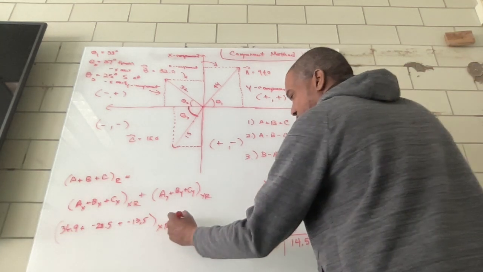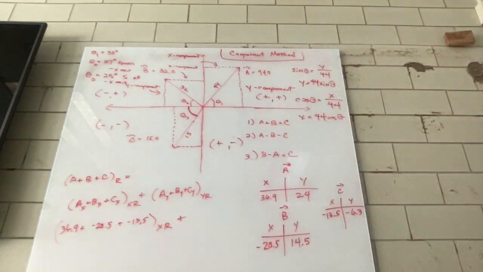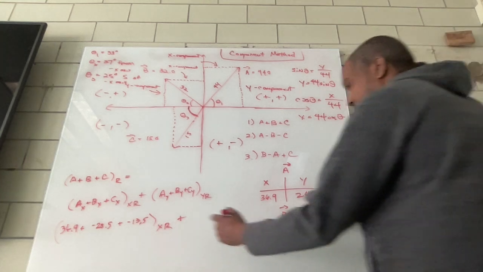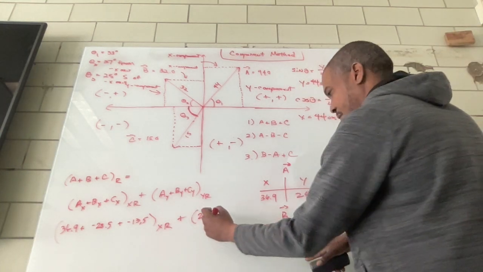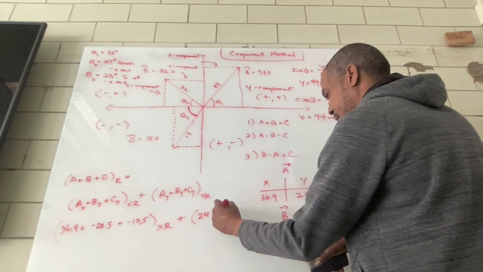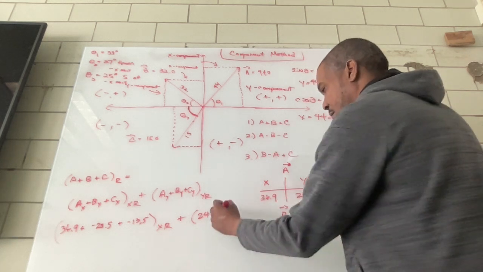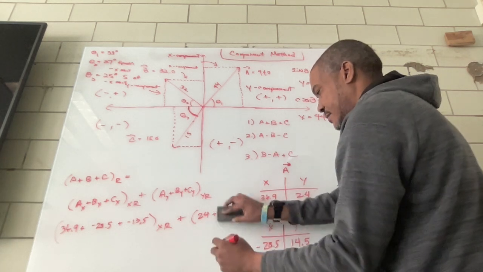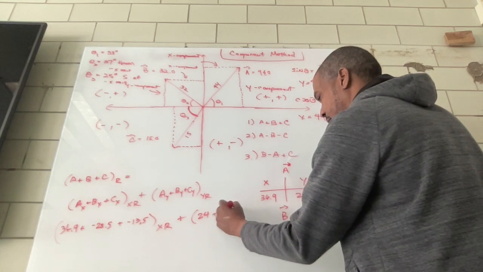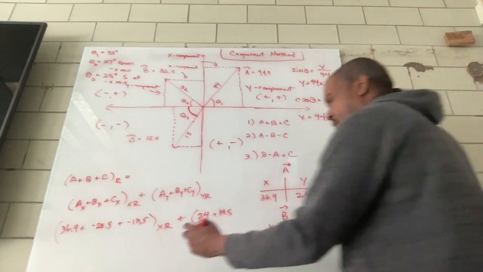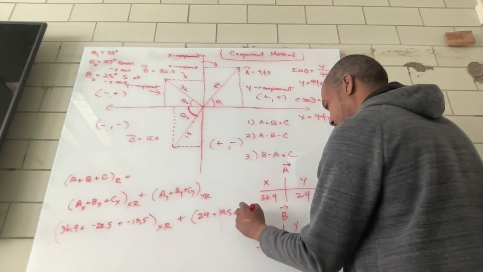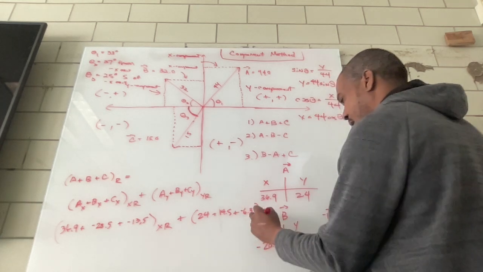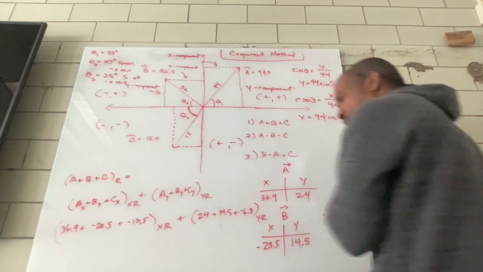And now I do my Y component. My Y component is what? 24 plus 14.5 plus negative 6.3. That's my Y component of my resultant vector.